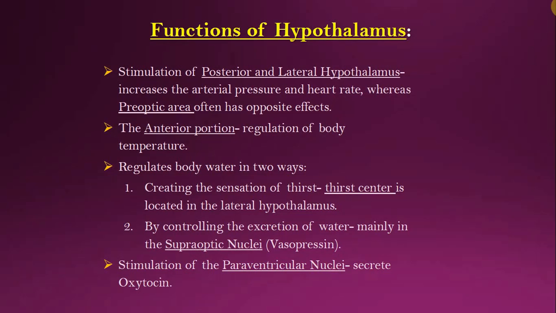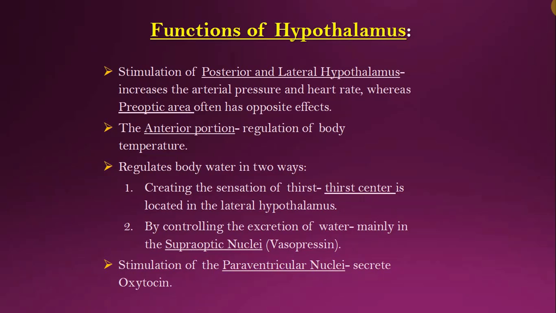Now, stimulation of the posterior and lateral hypothalamus increases the arterial pressure and heart rate, whereas stimulation in the preoptic area often has the opposite effect. Secondly, the anterior portion of the hypothalamus, especially the preoptic area, is concerned with the regulation of body temperature. So, an increase in the temperature of the blood flowing through this area increases the activity of temperature sensitive neurons.